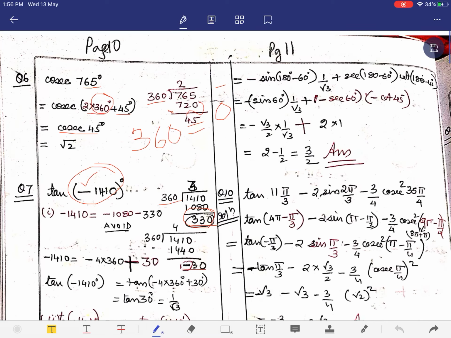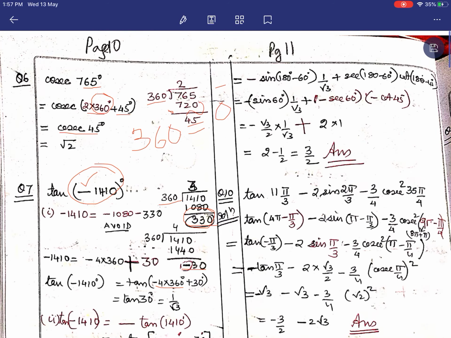We just need to rewrite, so it does not matter. So we rewrite it as minus 1410 is minus 4 times 360 plus 30 degree. Hence tan of that will be tan of minus 4 times 360 plus 30 degree, which is tan 30 degree, and hence the value is 1 upon root 3.